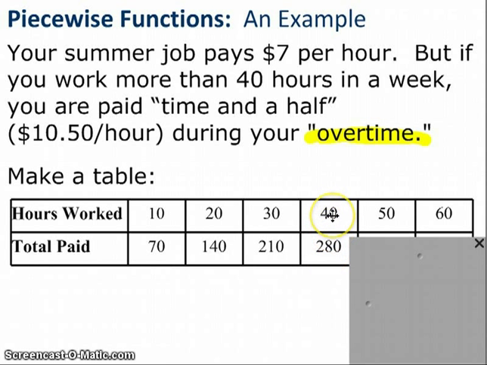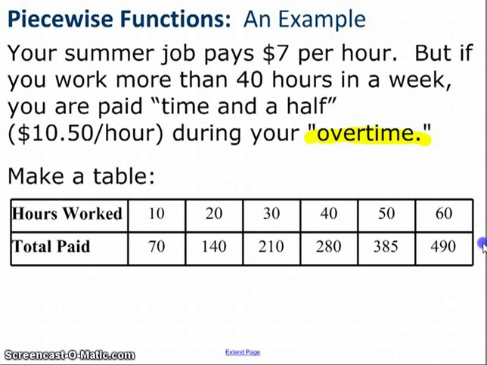$7 for every hour. So for example, if you worked 40 hours, 40 times $7 would be $280. But starting with that 41st hour, the rate is different. From then on, it's $10.50 an hour, so you're adding more than this. Notice it's always a $70 jump each of these stages, but it's going to be more than $70 here because you start being paid time and a half here. And in fact, if you worked 60 hours, you would get paid $490.